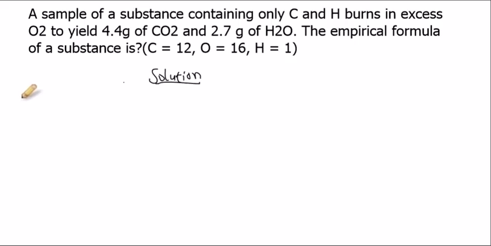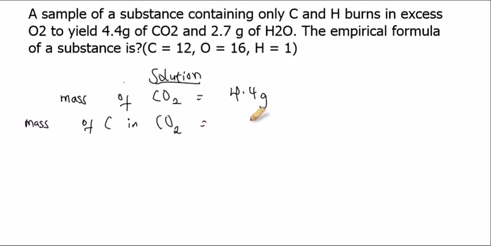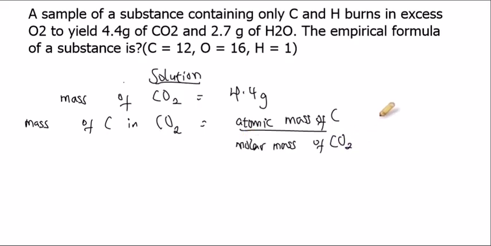So we need to know the mass of carbon present in 4.4 grams of carbon dioxide and the mass of hydrogen present in 2.7 grams of water. Okay, let's state here that the mass of carbon dioxide is 4.4 grams. The mass of carbon in carbon dioxide will then be equal to the atomic mass of carbon divided by the molar mass of carbon dioxide, multiplied by the mass of carbon dioxide.